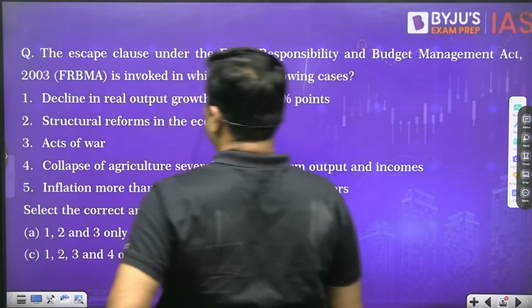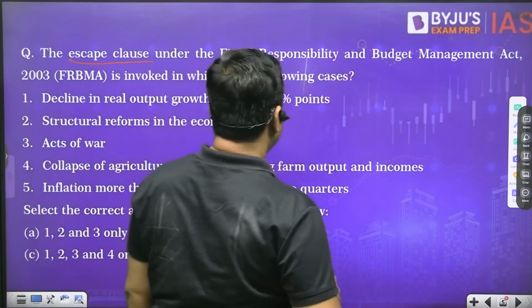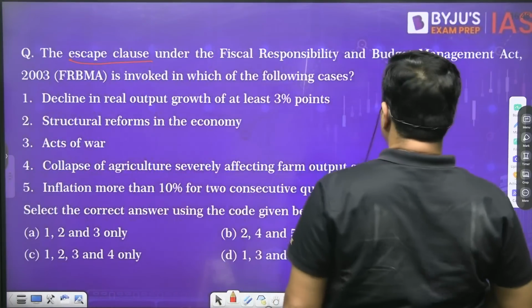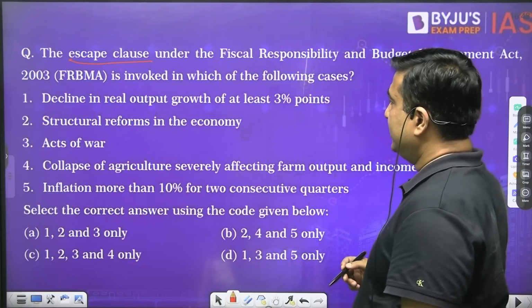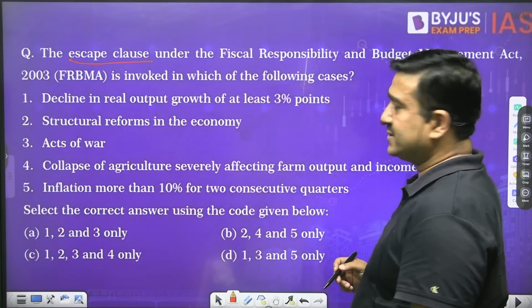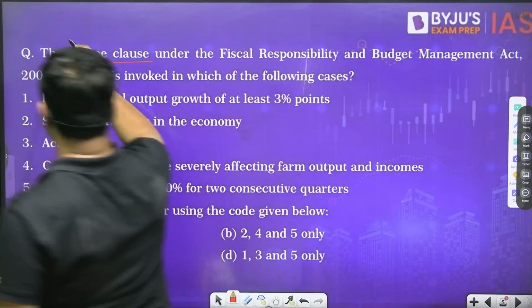Second question. The escape clause under the Fiscal Responsibility and Budget Management Act 2003 is invoked in which of the following cases? First of all, what is escape clause?